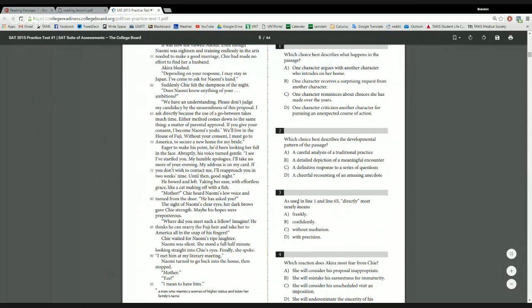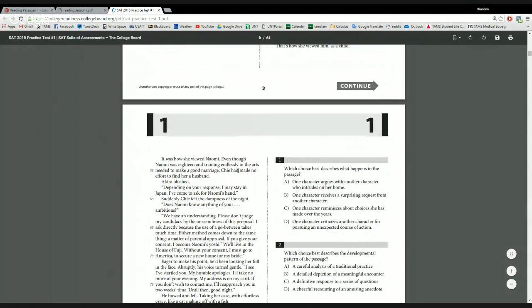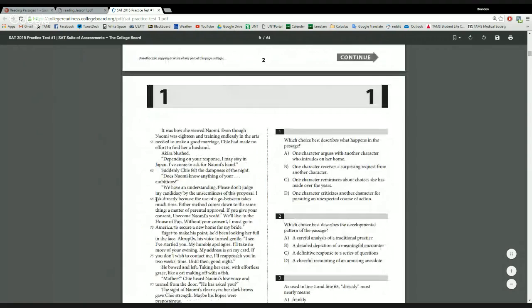And 3 actually does. It says, "As used in line 1 and line 65, directly most nearly means." So we would go to line 1. Keep in mind that was question number 3. So line 1, it says directly. That's the main focus of the question. We circle directly, and we draw a line here and say number 3. The 3 would be referring to question number 3. It also asks for line 65, circle directly here, mark 3.